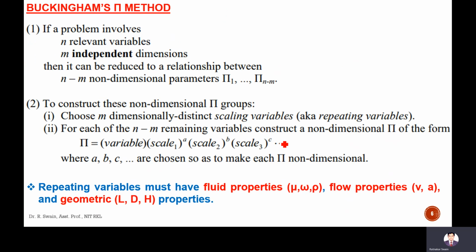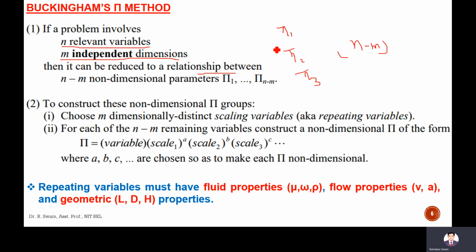What is this Buckingham Pi method? In this method, first we have to find the number of variables, which is called n. N is the relevant variables. M is independent dimensions like MLT. If it involves temperature, then theta. Then it can be reduced to a relationship between n minus m non-dimensional parameters. Means we can develop groups of non-dimensional parameters, Pi 1, Pi 2, like this. How many? N minus m numbers.